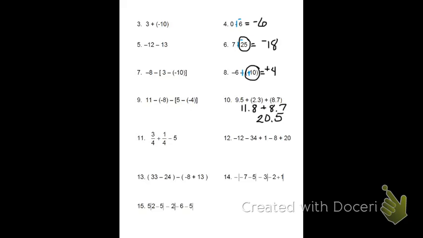I think I'm going to skip 12. I'll let you all work that one on your own too. Look at number 14. We're going back to remembering what we did with absolute value. So we have to look at what's in this absolute value, inside these bars of our absolute value, first.